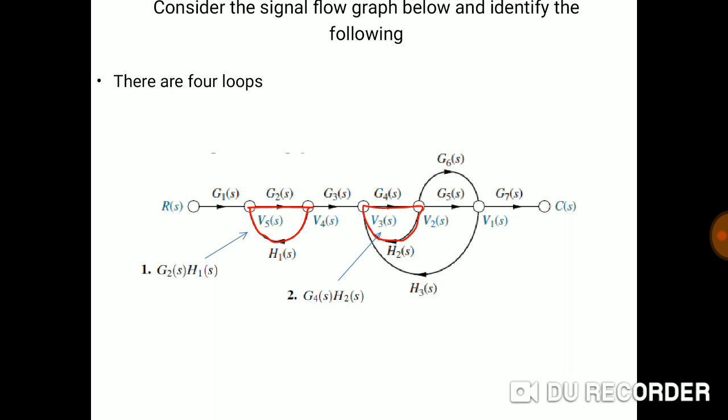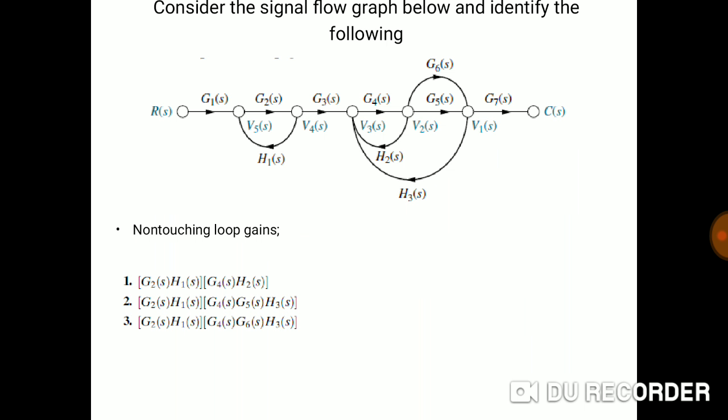Next loop is G4 of S into H2 of S. Next loop is G4 of S, G5 of S into H3 of S. And the next loop is G4 of S, G6 of S into H3 of S.